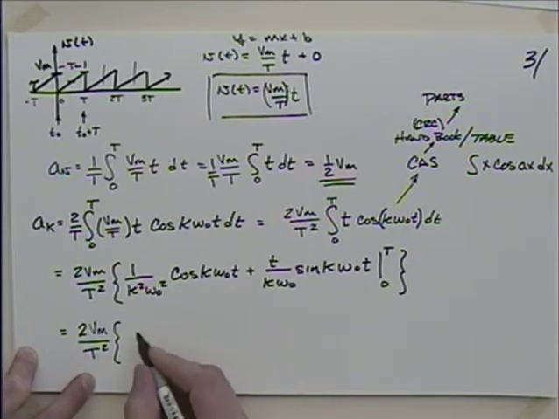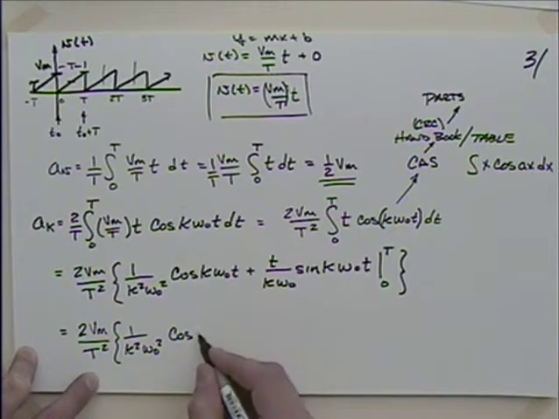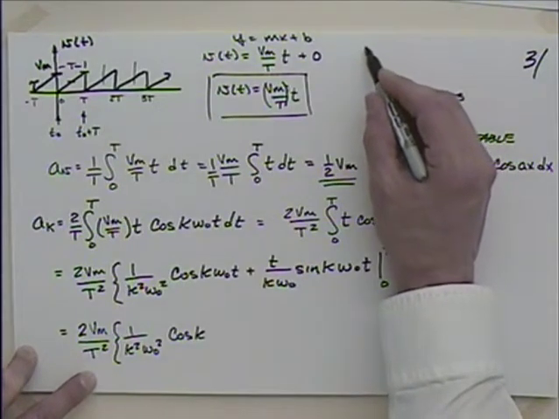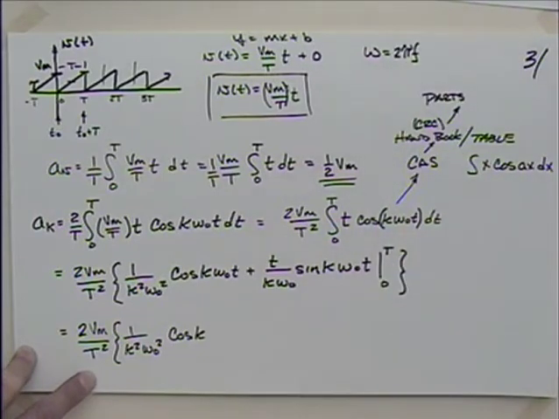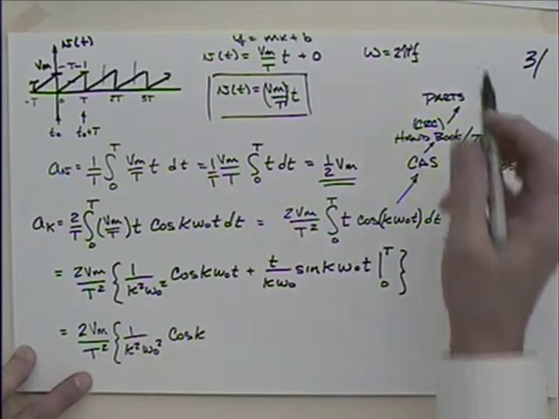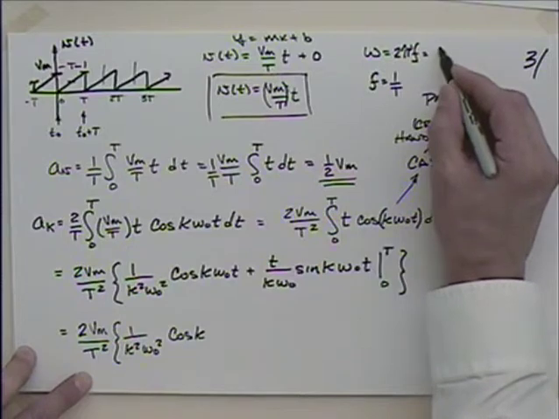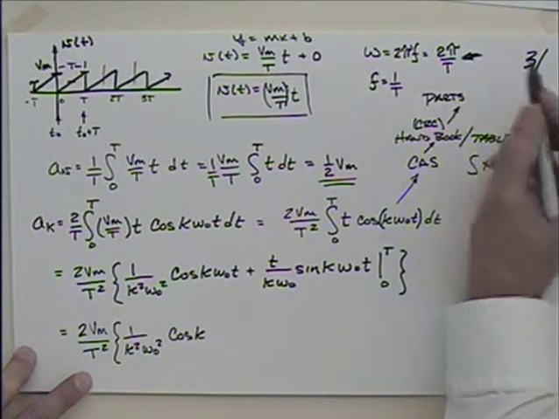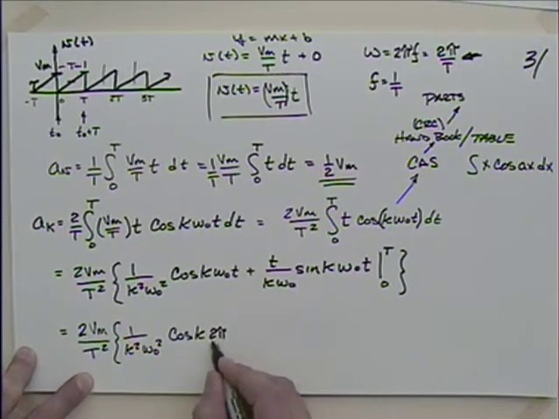So let's put these things in here. I'm going to have 1 divided by k squared omega naught squared times the cosine of k. What's omega naught? Omega was, in general, 2 pi times the frequency f, right? Those of you that did lab this week probably recognize that. And then f is equal to 1 over the period T, so I could say that this was 2 pi over T, couldn't I? So I'm going to make this substitution for omega naught, and say that I have 2 pi over T.